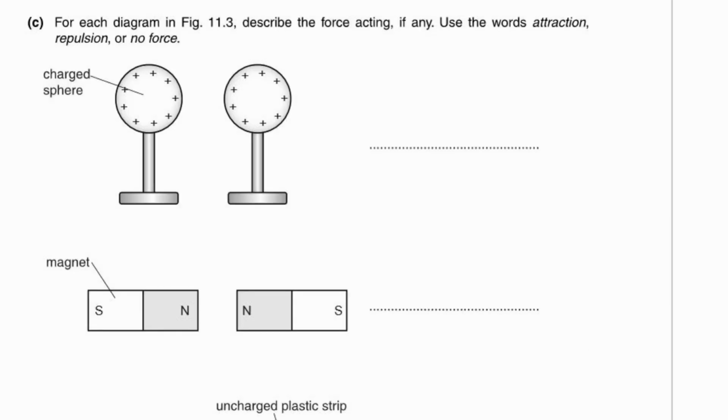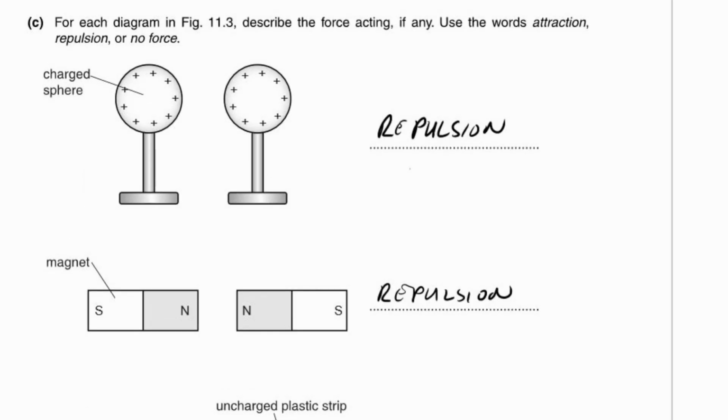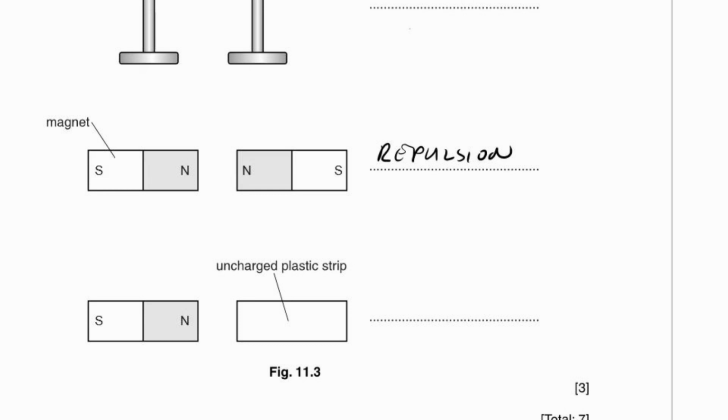For each diagram in figure 11.3, describe the force acting, if any, using the words attraction, repulsion, or no force. Ooh, two positively charged spheres, they are going to repel each other. So repulsion. And two north poles next to each other, they are going to repel each other as well, repulsion. And a magnet and an uncharged plastic strip, no effect. What word do they want us to write for that? No force, okay. No force.